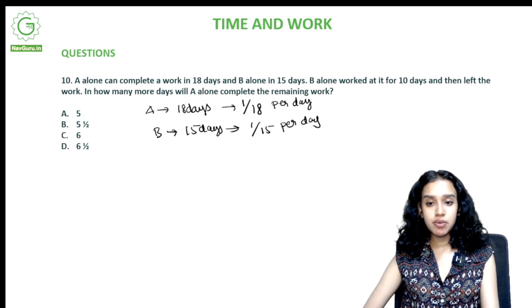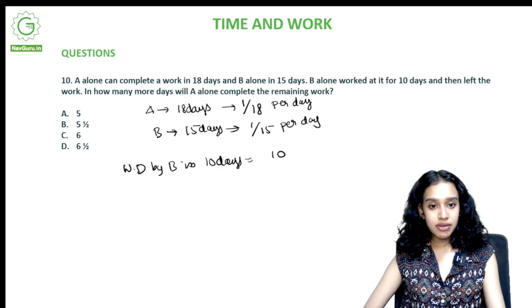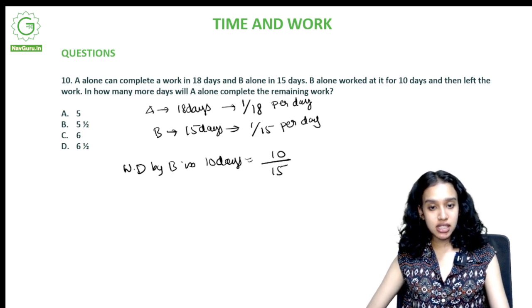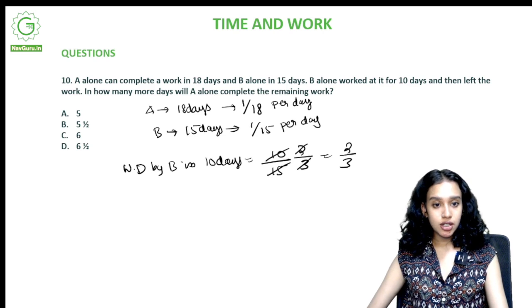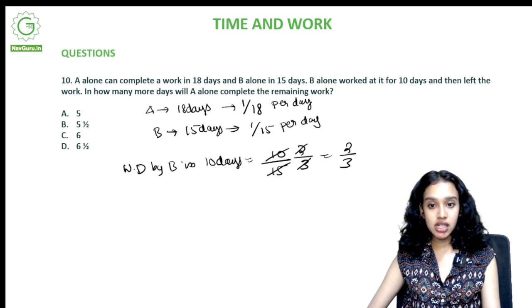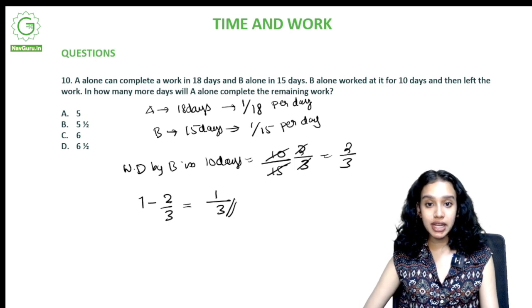So the work completed by B in 10 days is equal to 10 by 15, right? Let's factorize, cancel this out and we'll get 2 by 3. So 2 by 3 amount of work is done by B. So how much remaining is to be done by A? It's 1 minus 2 by 3. 3 minus 2 is 1 by 3. So 1 by 3 amount of work should be done by A, right?